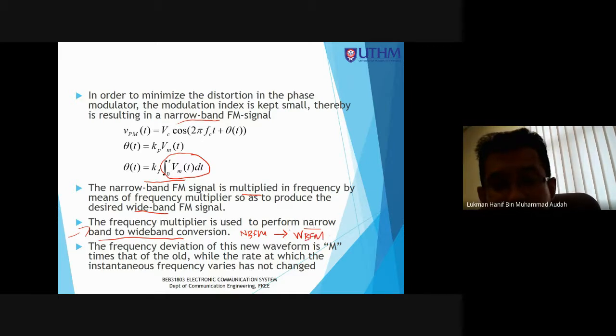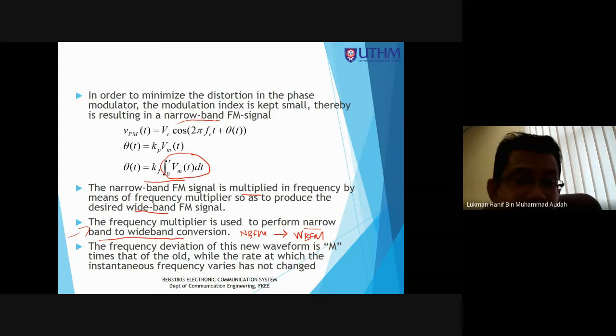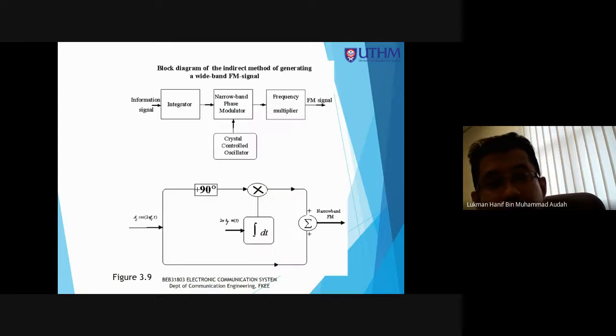Wideband FM ada banyak applications berbanding dengan narrowband. Okay, biasanya dalam practical cases banyak aplikasi-aplikasi yang menggunakan wideband FM for commercial purpose. So the frequency deviation in this new waveform is M. So we're going to see about this later, about the multiplier. Okay, so kita akan lihat yang ini.